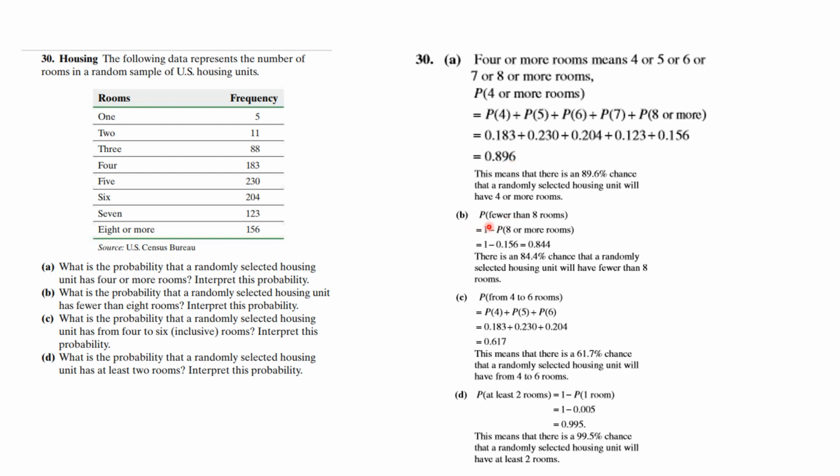The probability of fewer than 8 is 1 minus the probability of 8 or more, and we already calculated the probability of 8 or more. So fewer than 8 is 1 minus this number, so we can do the calculation again with the complement. From 4 to 6, we add those 3 and get this answer. And at least 2 means 1 minus the probability that there's 1. Now at least 2 means 2 or more, but the complement is just 1. There was no place where there were 0 rooms.